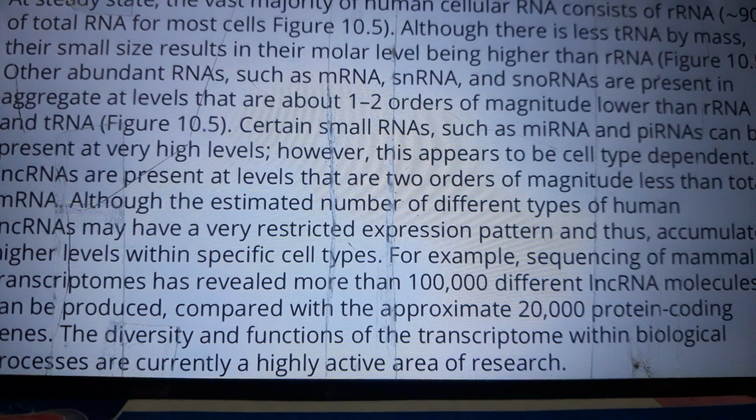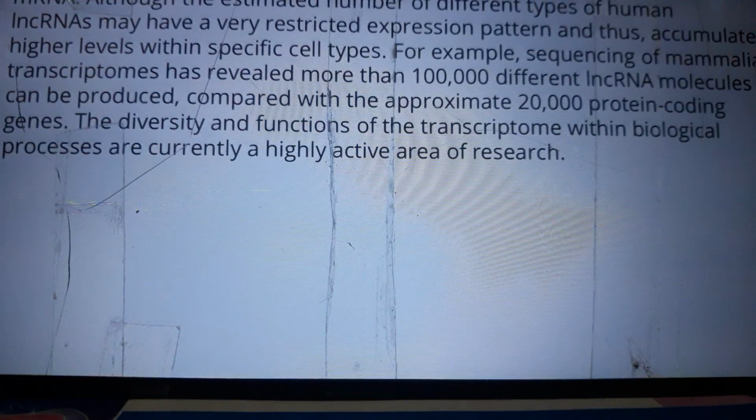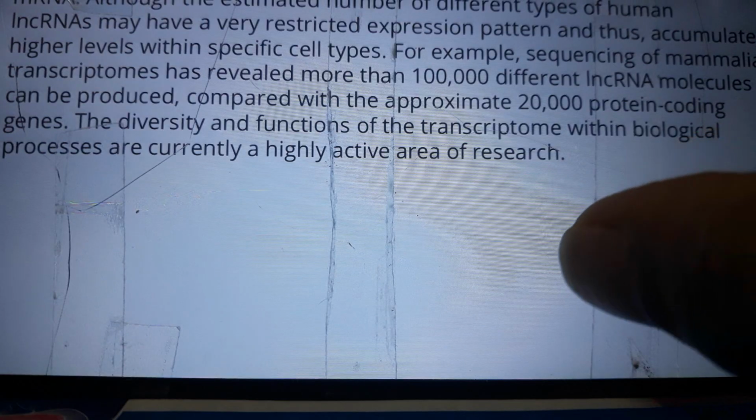For example, sequencing of mammalian transcriptomes has revealed that more than 100,000 different lncRNA molecules can be produced. Compared with the approximately 20,000 protein coding genes, the diversity and functions of the transcriptome within biological processes are currently a highly active area of research.